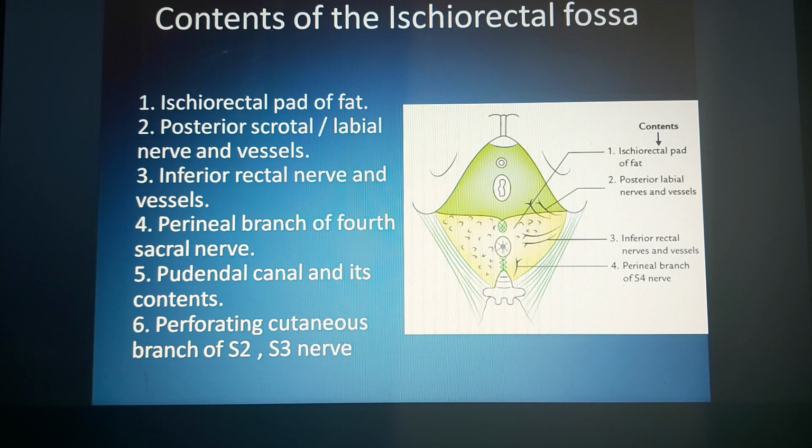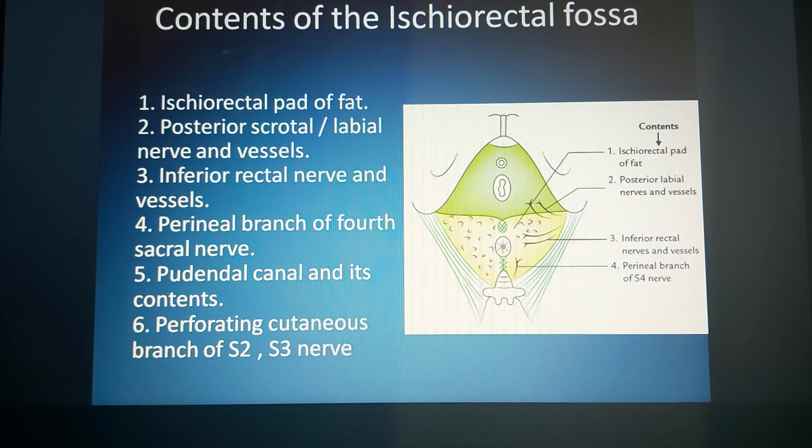So the contents of this ischiorectal fossa are mainly the ischiorectal pad of fat, posterior scrotal, otherwise labial nerve and vessels, inferior rectal nerve and vessels, perineal branch of fourth sacral nerve, pudendal canal and its contents, perforating cutaneous branch of S2 and S3 nerves.